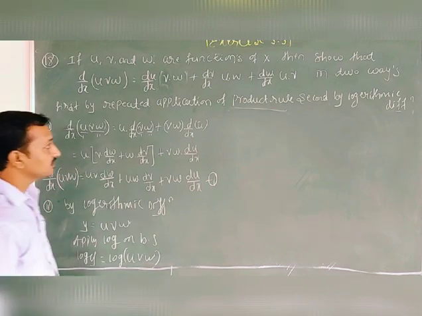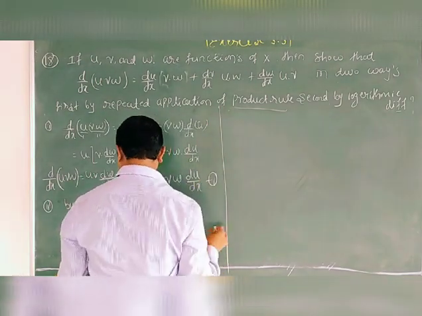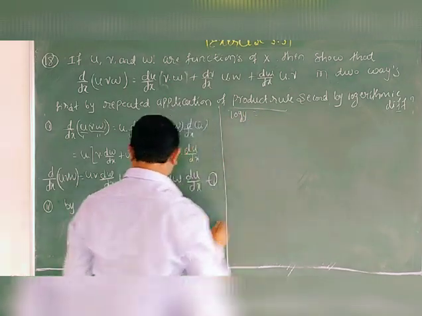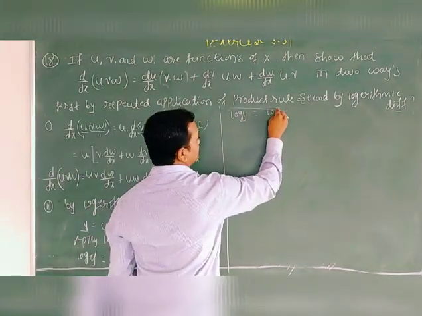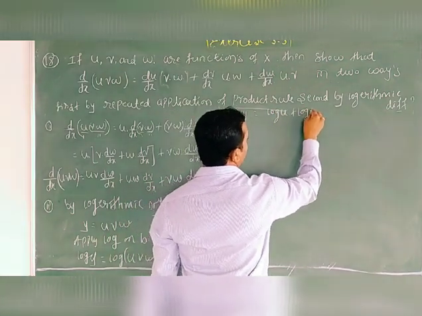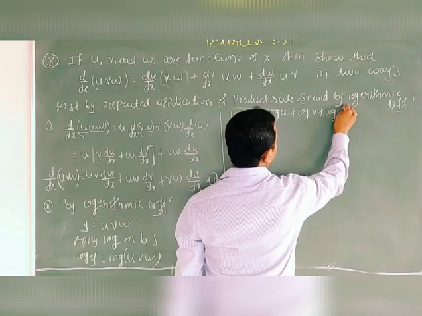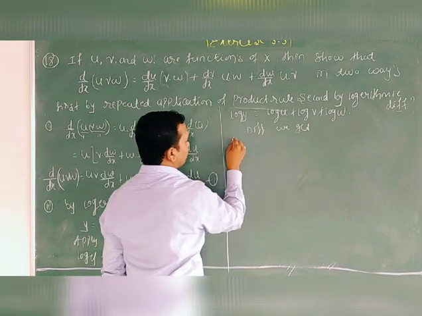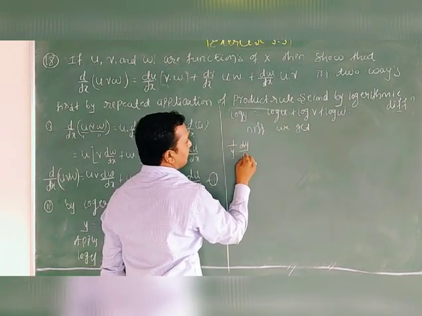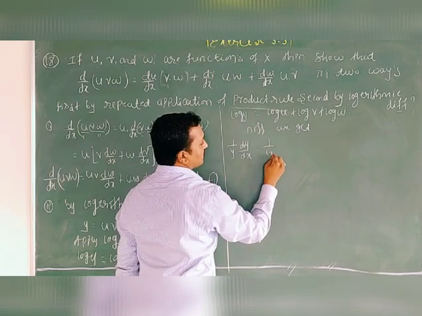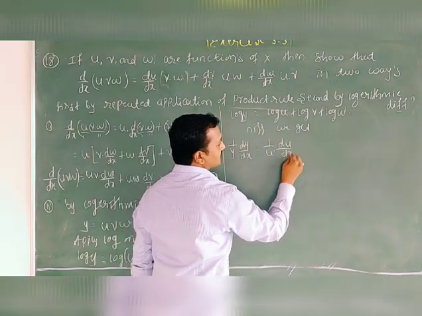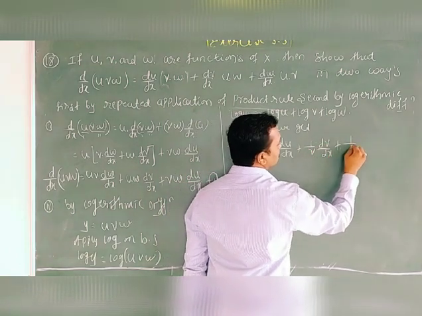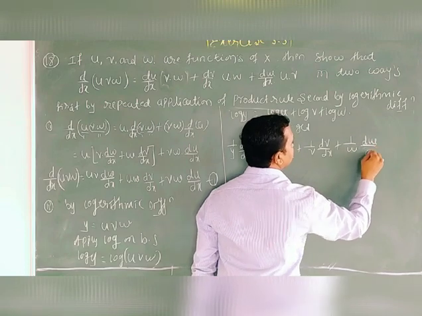Is clear that? Then, next what I will do? So log y keep as it is. This is the form log of m into n into l, I can write log u plus log v plus log w. Now you can apply derivative. Very simple. Derivative of log y is 1 by y into dy by dx. Derivative of log u is 1 by u into du by dx. Plus derivative of log v is 1 by v into dv by dx. Plus derivative of log w is 1 divided by w into dw divided by dx.